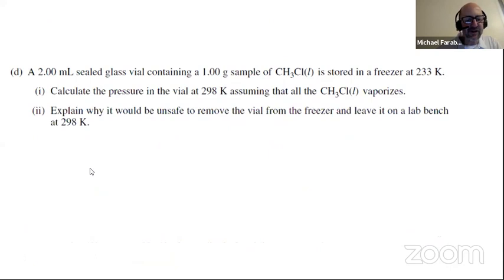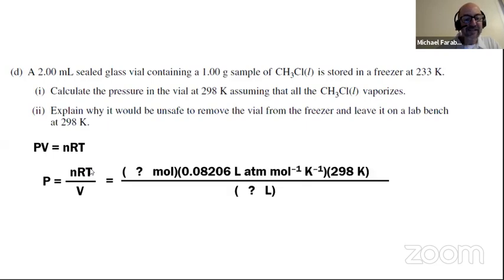All right, so what they did was they took a sealed vial that contained this chemical, CH3Cl, in liquid form, and they had it stored in a freezer, and then they want us to calculate the pressure in the vial if it was removed and is now at room temperature, 298. So here's my ideal gas law. PV equals nRT. We have pressure we're solving for. I don't know the number of moles yet, but I use the ideal gas constant from the AP equation sheet. We're talking about the pressure at 298 Kelvin. And the volume, I'm going to deal with that in just a moment. That's the volume inside this vial.